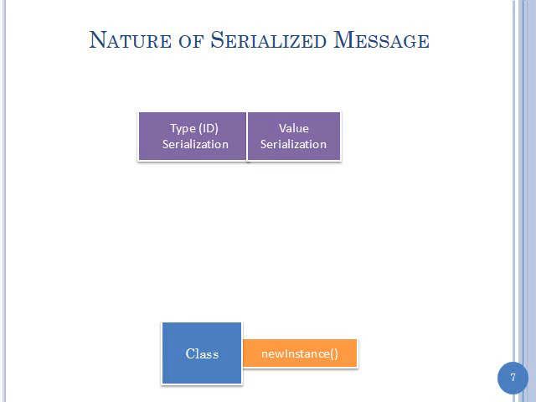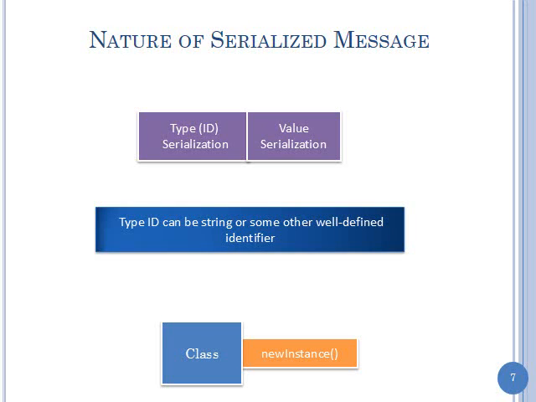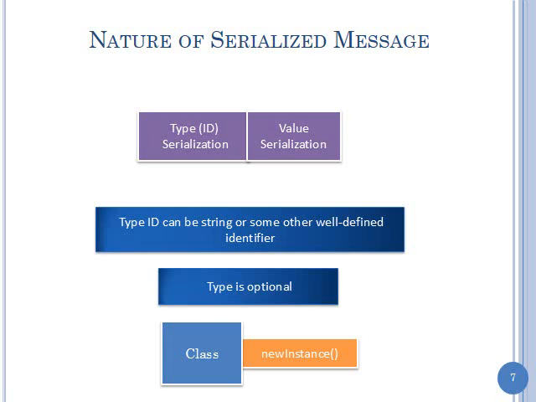But the question is, can we get away with passing no codes, no enums, no strings at all, if our type forces an order on the things that come after it, and forces the types also? Right. Okay. So in fact, type ID can be string or some other well-defined identifier. You guys are free to go and have fun with this. Okay. Type is optional if we can.